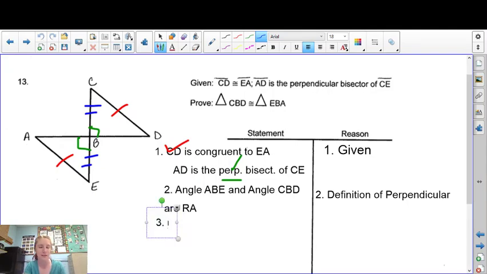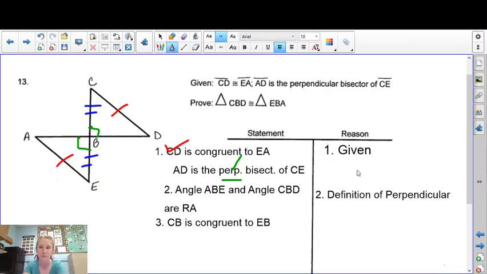It says that CB is congruent to EB. Again, we want our congruent pieces to stay. Since I want B to be congruent to B, I need to put him second. So then over here, that is the definition of bisect.